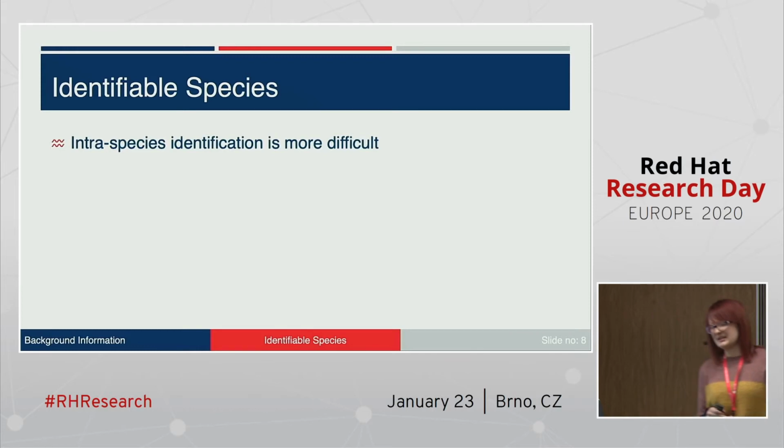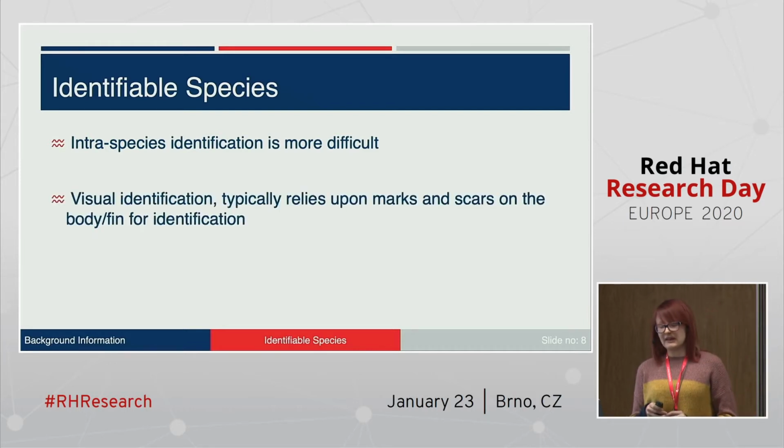But individual identification is a lot more difficult. This is trying to identify an individual within a pod. Visually, you typically do this by relying on markings or scars on the body and the fin. If they've been injured from fighting or boats have hit them, they get these scars, so you can tell them apart. And sometimes they're born with birth markings, so you can use them to identify them as well.